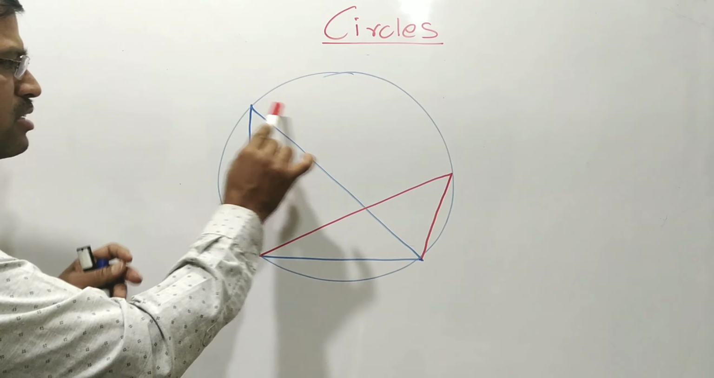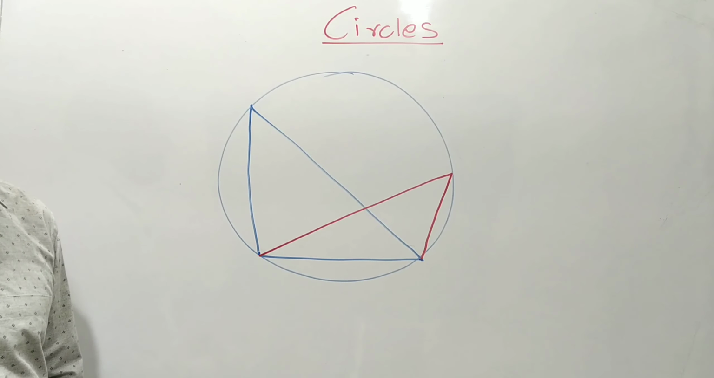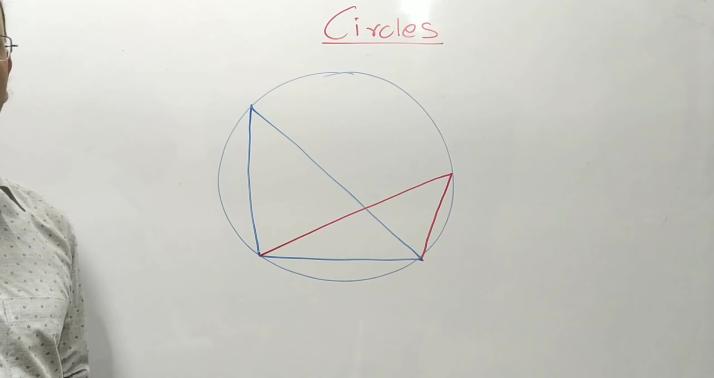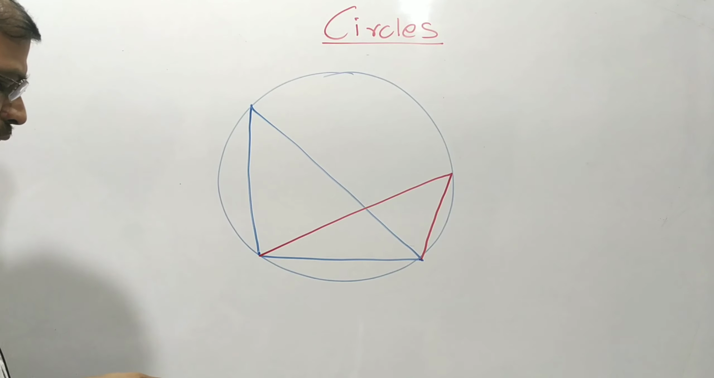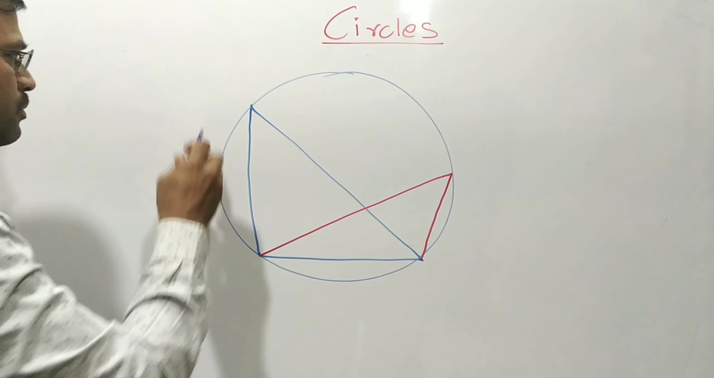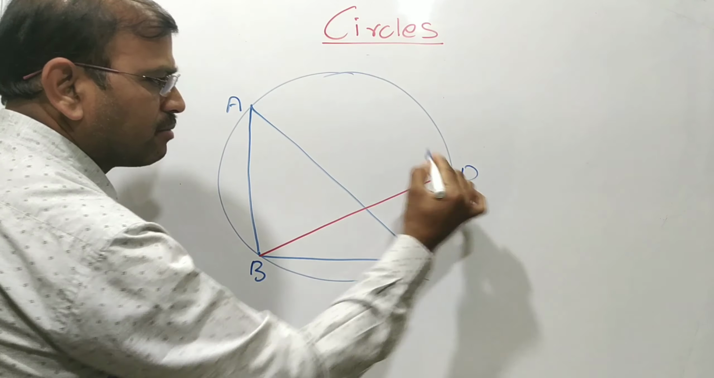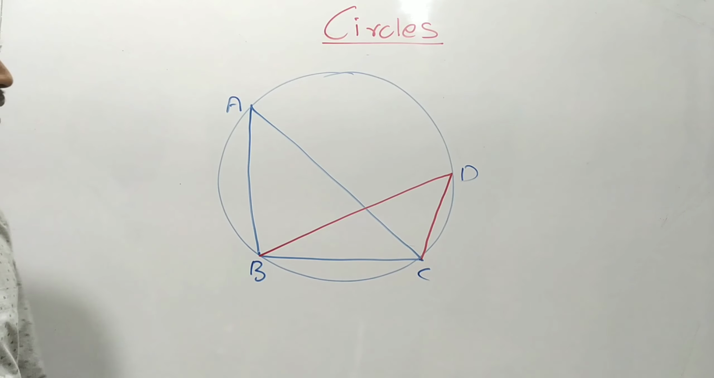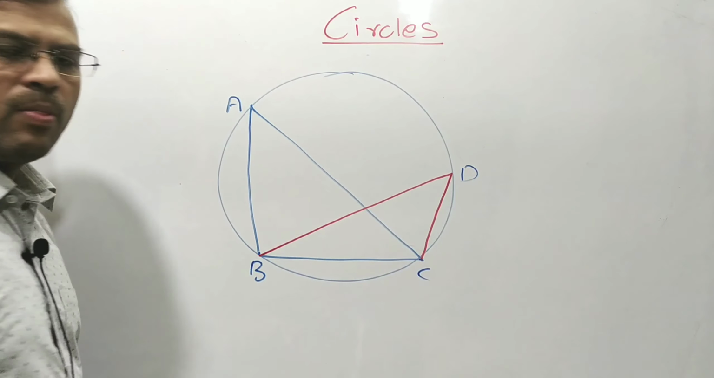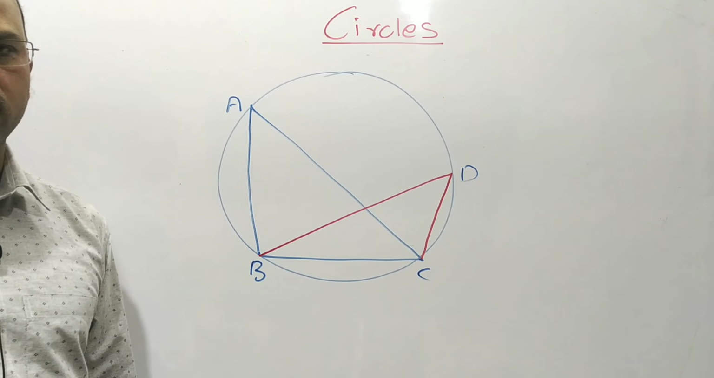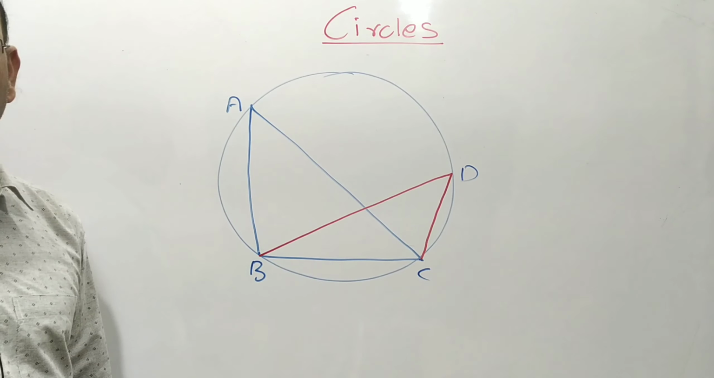So now whenever you see something in the diagram in this form, what are you noticing in this? I will give the names for this: A, B, C, D. So triangle ABC and triangle BCD have a common base. What is the common base for both the triangles? BC is the common base.